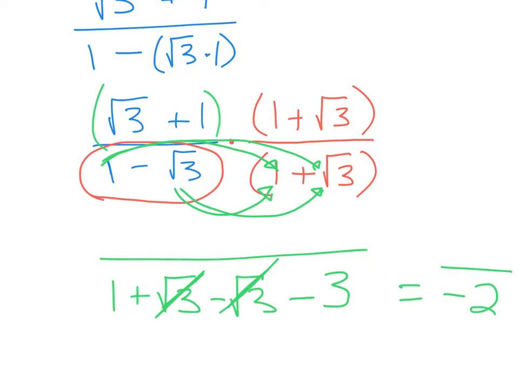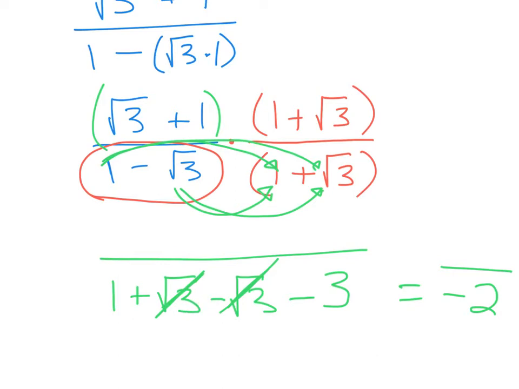Okay, so that is why you multiply by the conjugate. Same numbers, right? We have a 1 and we have a 1, and we have a radical 3 and a radical 3, but the opposite operations, because we want these things to cancel out when you multiply them together to get rid of the radicals.